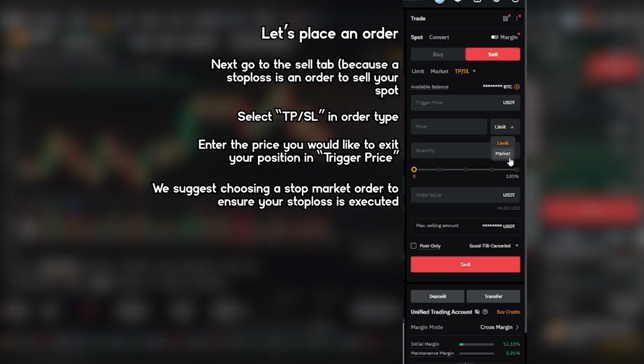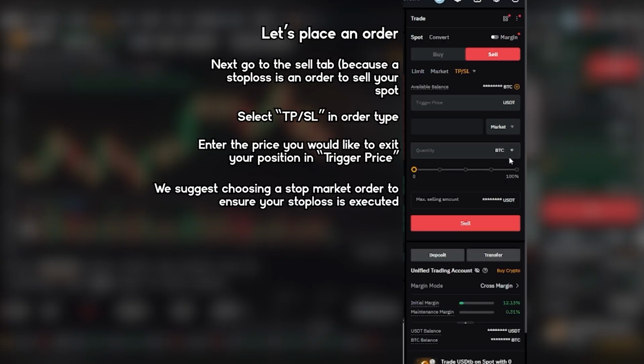A stop market order will ensure that if the trigger price is reached, the order will execute immediately and you will fill at the market price, the same way a regular market order works. So for example, if we select stop market and type 105 on the trigger, the moment the price reaches $105,000 on Bitcoin, it will be automatically sold at the market just as a regular market order.